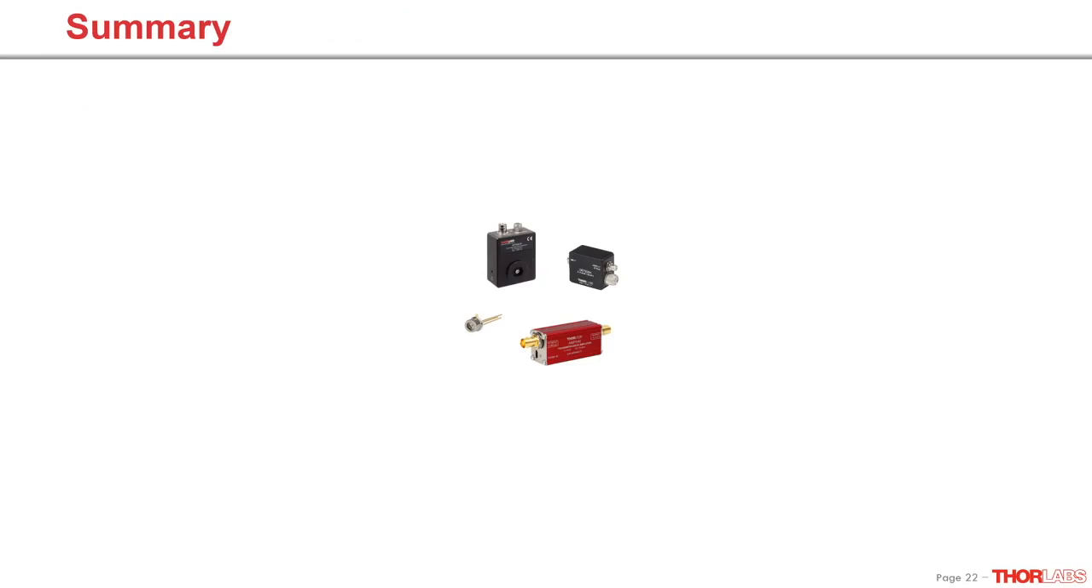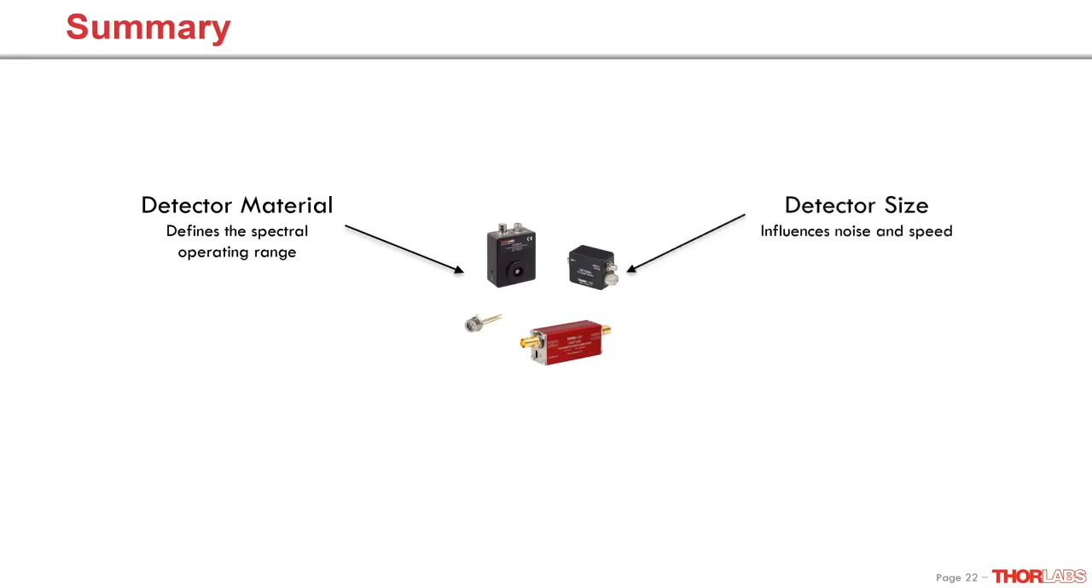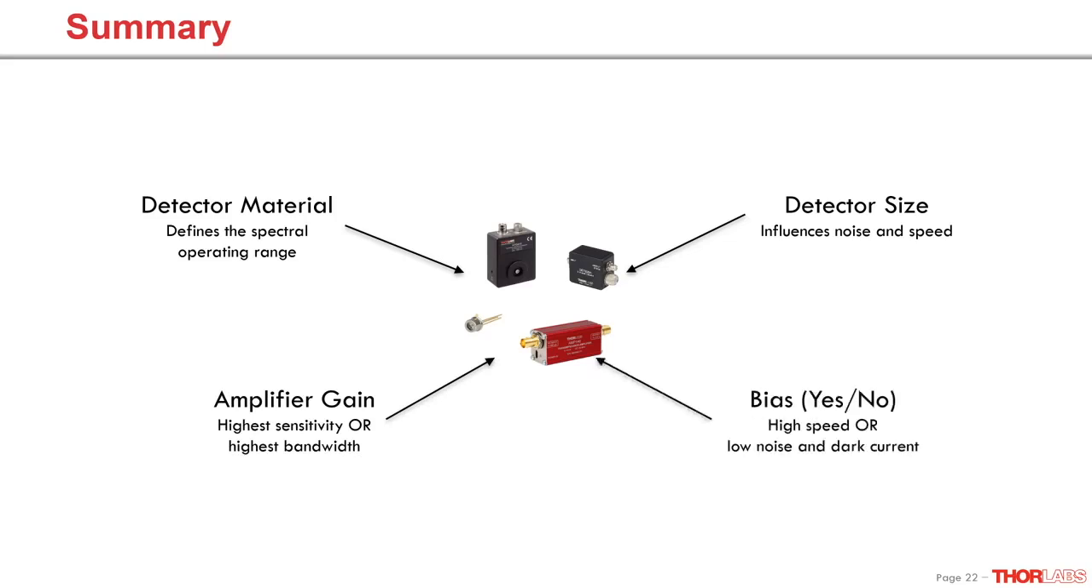To sum up the pin diode related section, we cover the detector material that is responsible for the spectral operating range, the detector size that should be large enough to collect the complete beam, but small enough to reduce noise and increase the speed, the amplifier gain with the trade-off between gain and bandwidth, the need of bias to trade between linearity and speed or lowest noise. And last, the integration requirements of the detectors in the optical setup.